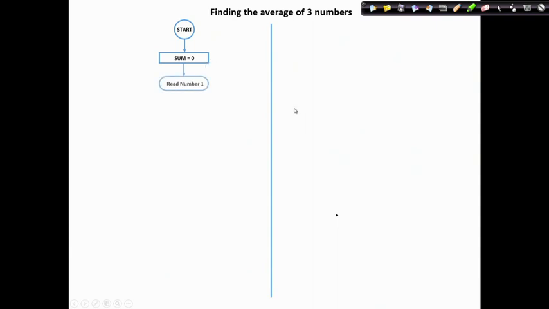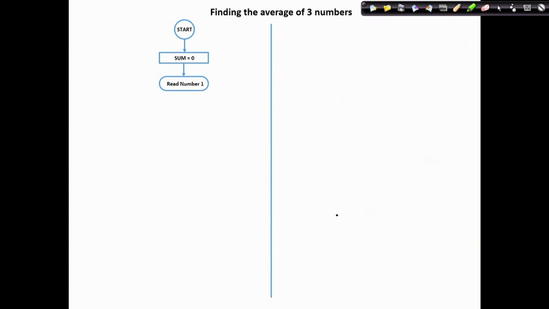Next, we read the first number, read number 1. Now, what does this read mean? Whoever will be finding the average, he or she will have to read the number. If I ask a human being to do that, the human being will have to know the number. So, if I show a number on a piece of paper writing 5, he will read that number 5 and say okay, 5 is the first number. Then I show the second number 7, okay, 7 is the second number. That is the meaning of this read.